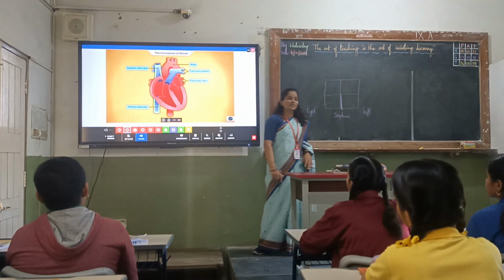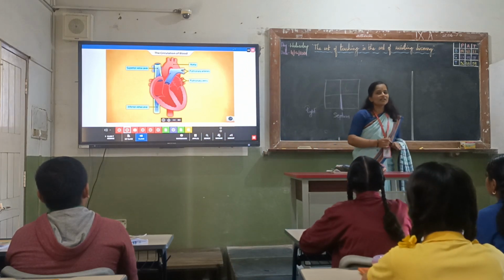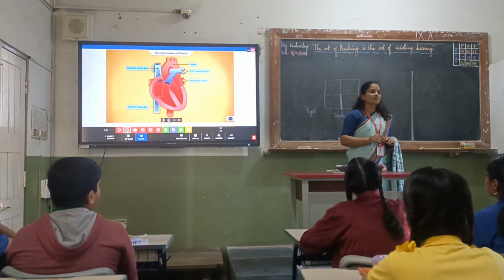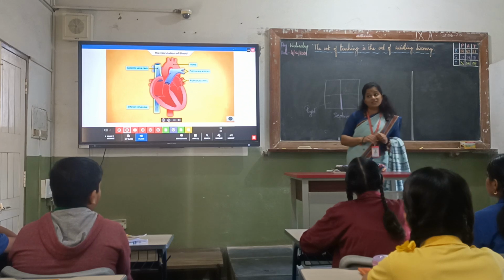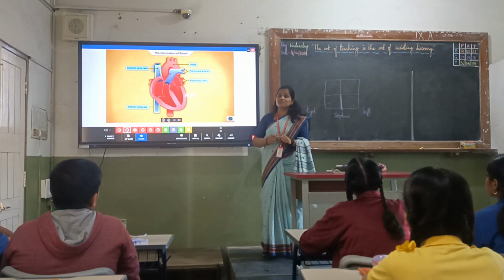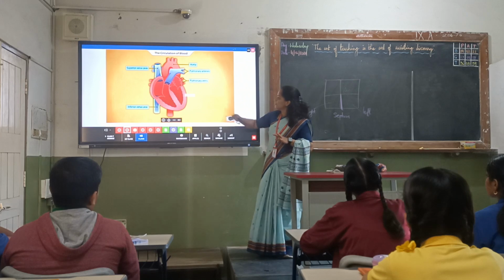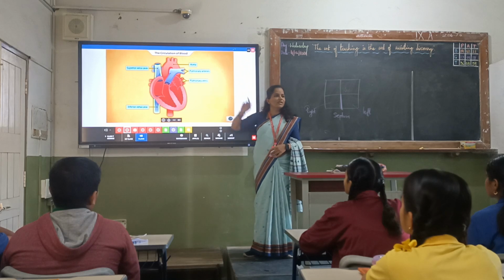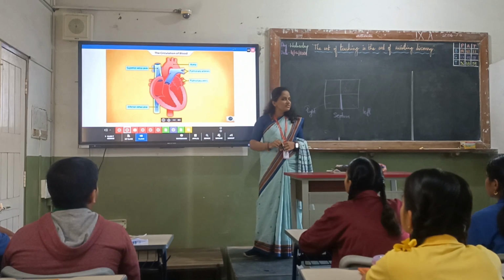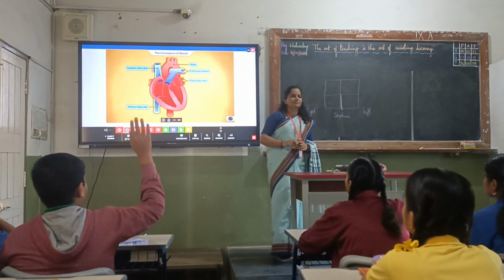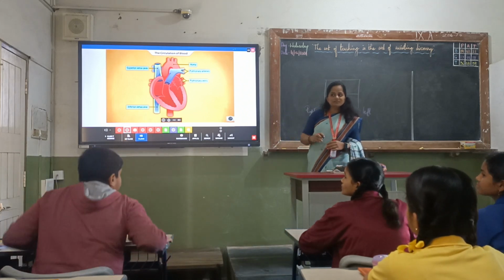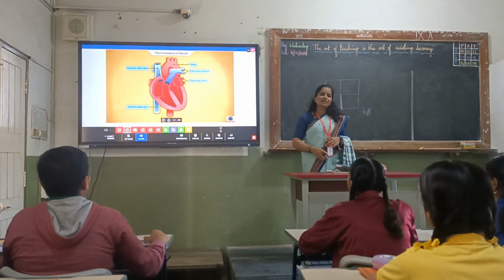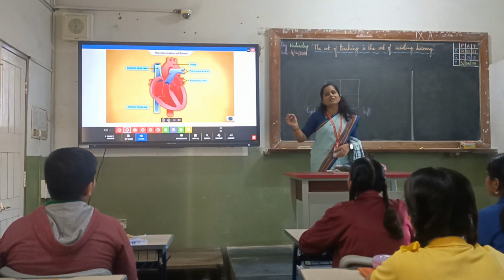Now this is the important one. What I said: arteries always carry oxygen rich blood and veins always carry carbon dioxide rich blood. But there are some exceptional cases, which are very important. First is the pulmonary artery. You can see the color of the pulmonary artery is blue. What does it mean? Very good. Blue color indicates carbon dioxide rich blood.